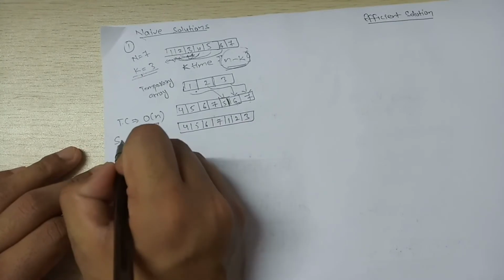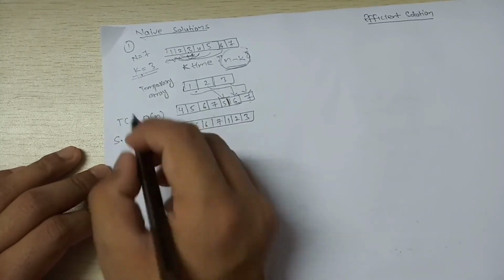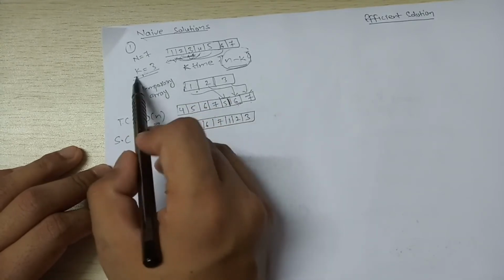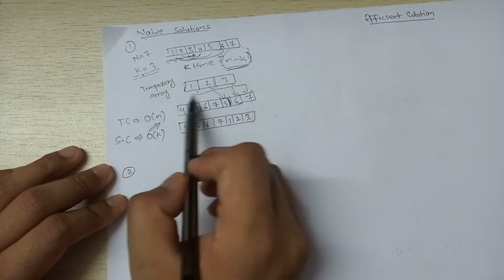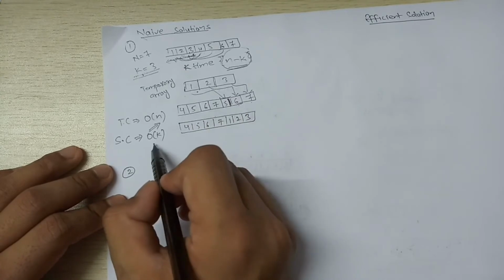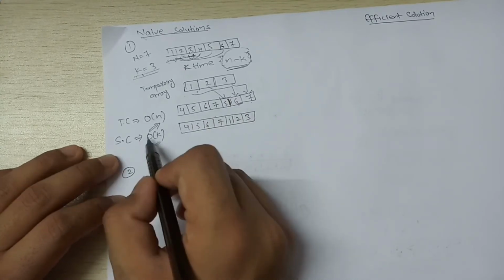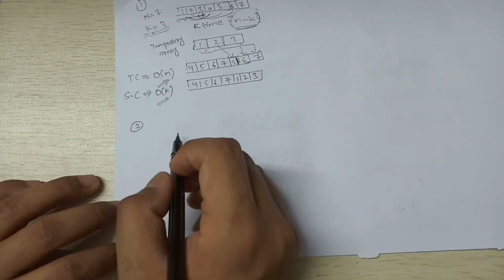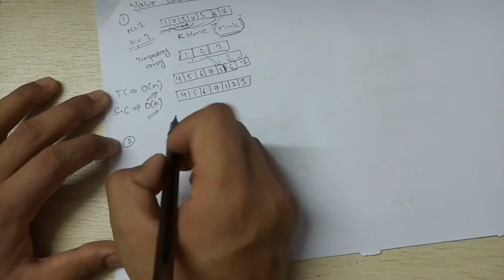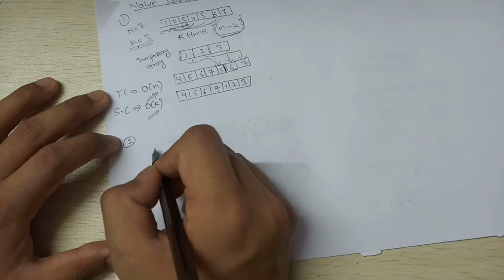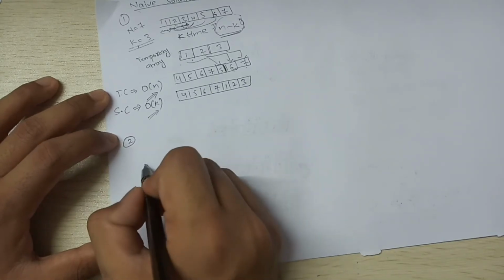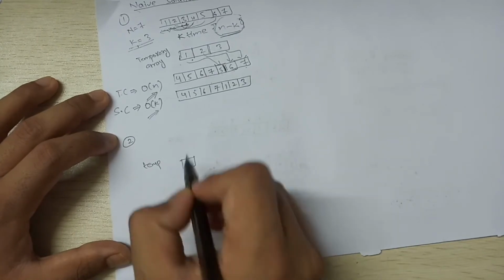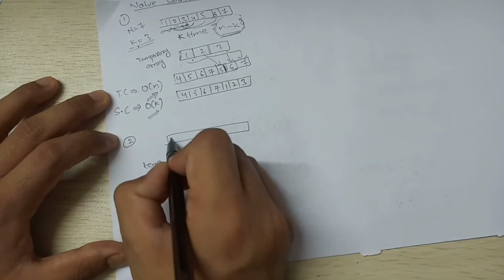But the problem here is space complexity. The space complexity will be order of k. Whatever k is, you are taking a temporary array of that size, so the larger the k, the larger the space complexity. So this is one of the naive solutions. Let's talk about the second naive solution. Instead of taking an array, you are taking only one variable. So let me write down the same array.